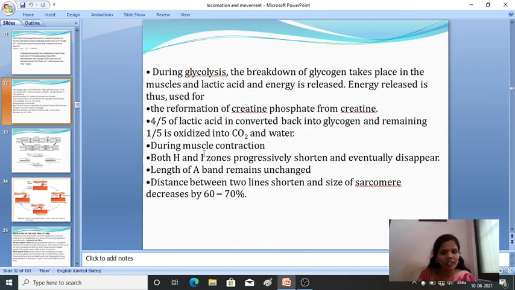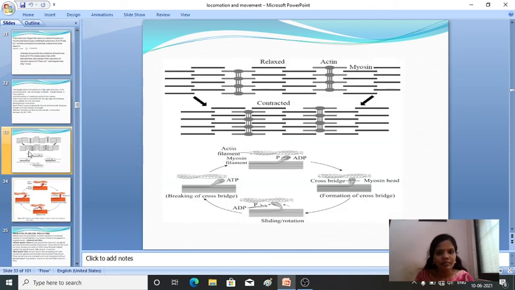Then during muscle contraction both the H and I zones progressively shorten and eventually disappear. Then the length of the A band remains unchanged. Then the distance between the two lines shortens and the size of the sarcomere decreases by 60 to 70%. Okay, so here you can see this is the original length. After the shortening the length becomes shorter, where the H bands disappear.